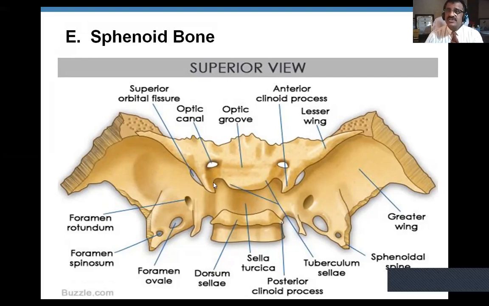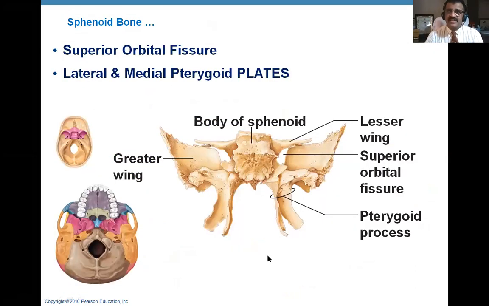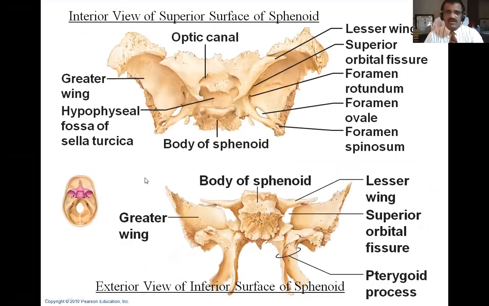Another picture, if you see in the whole skull, it looks like this. And the sphenoid bone, all these foramina once again, and the same thing repeated here once again. There are lots of views of your sphenoid bone with me.